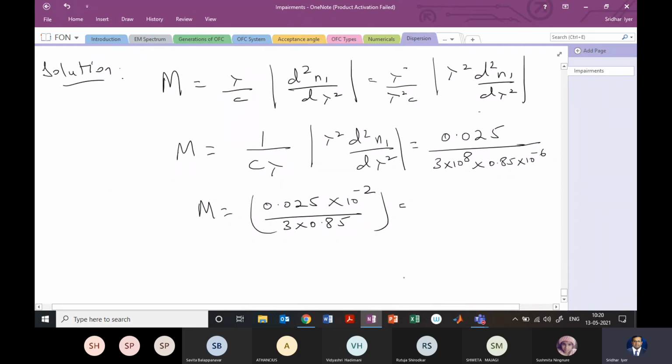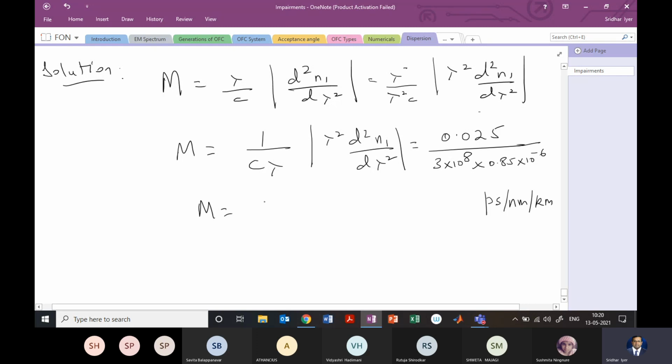So let's see what answer you get. Anyone with a calculator can match the answer with me. And we will want to express this in the units picosecond per nanometer per kilometer. If you want to express it in that format, hold on, let me rewrite the equation again.